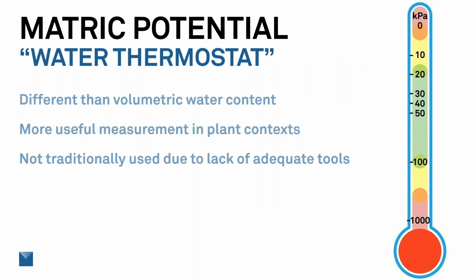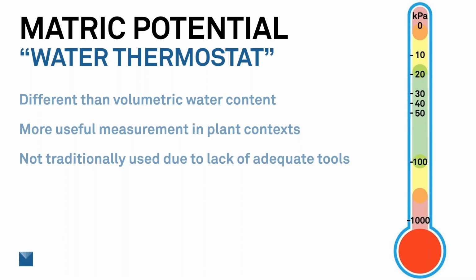So one really valuable, informative measurement you can make from the soil is matrix potential. And matrix potential really allows you to understand water availability. This is different than volumetric water content, which is what you might be thinking of when you hear about a traditional soil moisture sensor. But the main difference is while volumetric water content will tell you how much water is in the soil, it won't tell you how accessible that water is or how much energy is needed to access that water. And that's where matrix potential comes in.